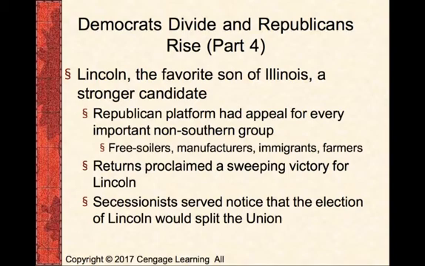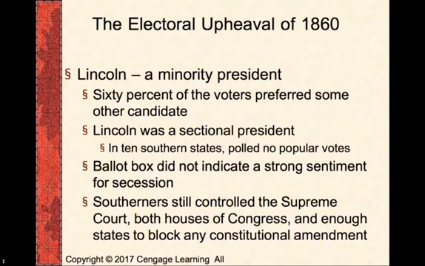The secessionists served notice that the election of Lincoln would split the Union. Lincoln was a minority president. 60% of the voters preferred some other candidate. Like 60% of the population in 1860 voted against Lincoln. And he was a sectional president. In 10 southern states, he polled no popular votes. Nobody voted for Lincoln in the South. Southerners still controlled the Supreme Court, both houses of Congress, and enough states to block any constitutional amendment. So they didn't have to leave. The South still held a pretty strong control of Congress.